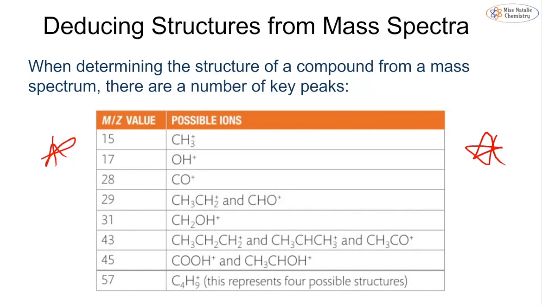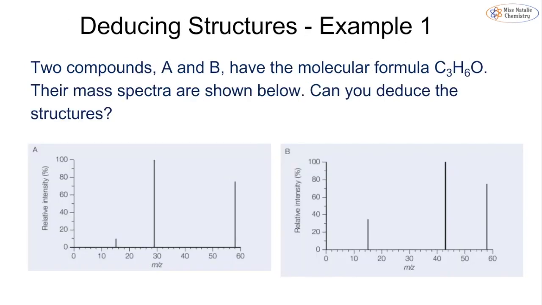So we can have peaks like our methyl at 15. We can have a carbon-oxygen bond at 28. We can have an aldehyde group at 29 or carboxylic acid groups at 45. It just depends on the molecule itself. So let's have a look at an example.